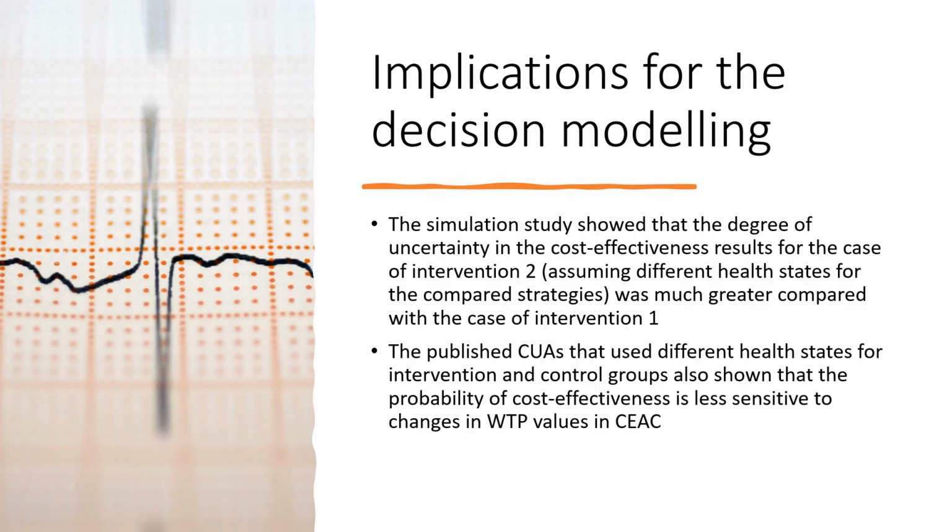We defined parameters to generate the same expected costs and QALY for interventions 1 and 2. The simulation study showed that the degree of uncertainty in the cost-effectiveness results for the case of intervention 2, assuming different health states for the compared strategies, was much greater compared with the case of intervention 1. Although the findings of the simulation study cannot be generalized to all cases, they suggest that assuming different health states for the comparators with the unique parameters may strongly affect parameter and decision uncertainty and decision-making.